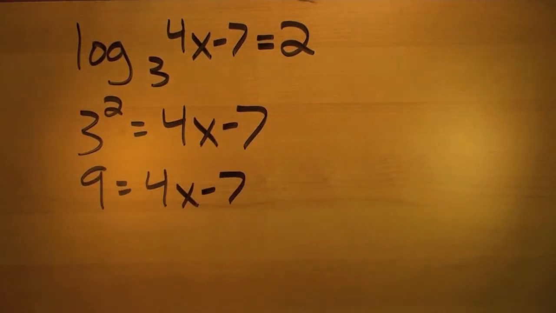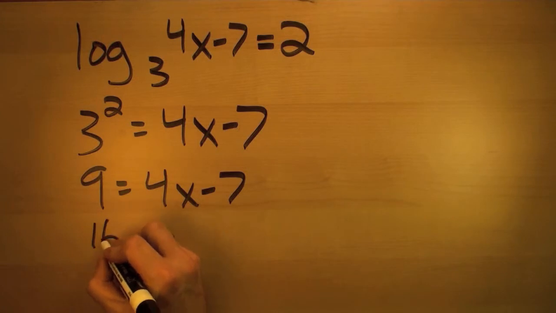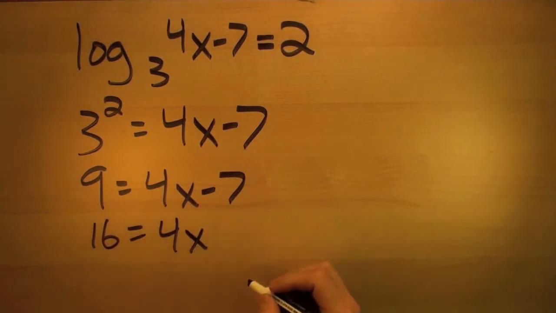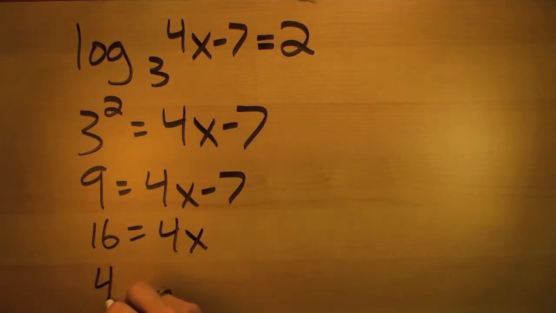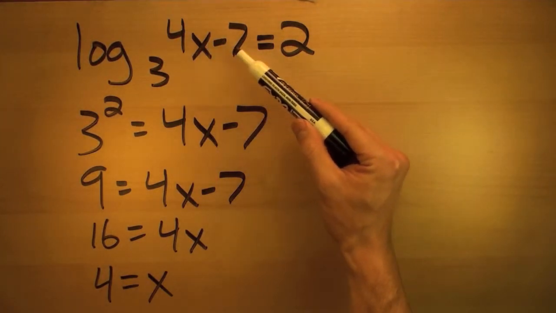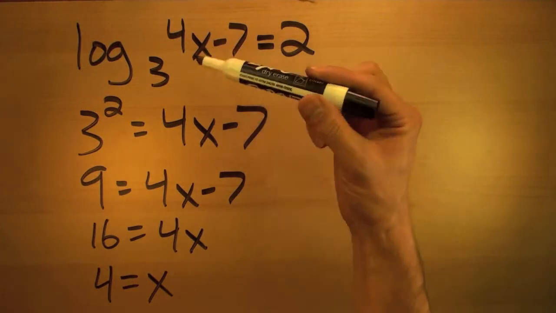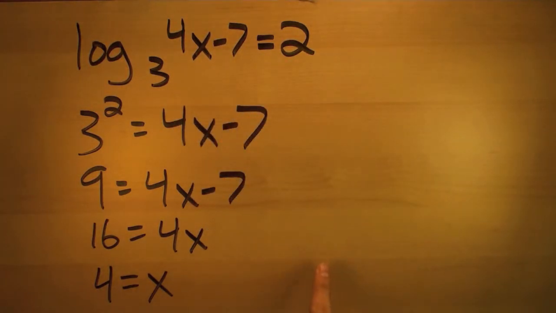And all of a sudden this equation looks a whole lot easier than it did just 2 steps ago. So let's see, add 7 to both sides, we get 16 equals 4x. Divide both sides by 4, and we get 4 equals x. If we plug that back into the original equation, we get 4 times 4 is 16, minus 7 would be a 9 here, and we know in fact that 3 squared is equal to 9, so our value checks out.